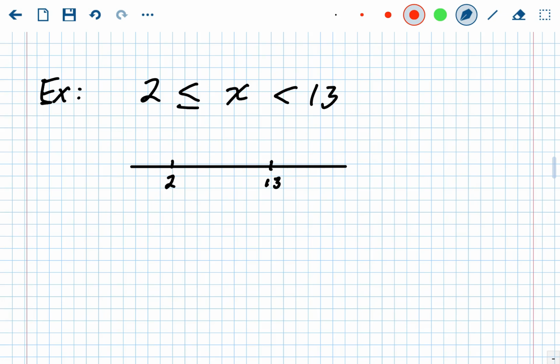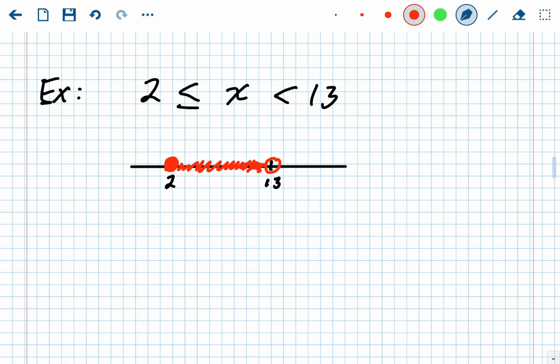So the 2 is less than or equal to, so that's going to have a closed circle at 2. The 13 is just less than, so that's going to have an open circle, and x is between those values, so we're going to shade between those values. You could shade or use your arrows. So that's the graphical solution set.